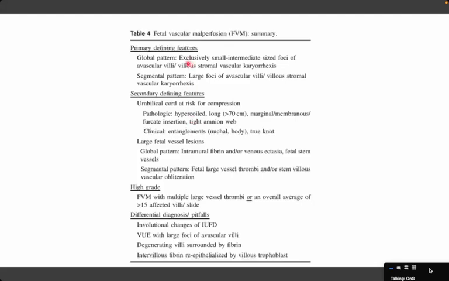So just to recap, fetal vascular malperfusion, the defining features are smaller intermediate-sized foci of avascular villi or villi with villus-stromal karyorrhexis. And in the segmental pattern, you get large foci of avascular villi and villus-stromal karyorrhexis.